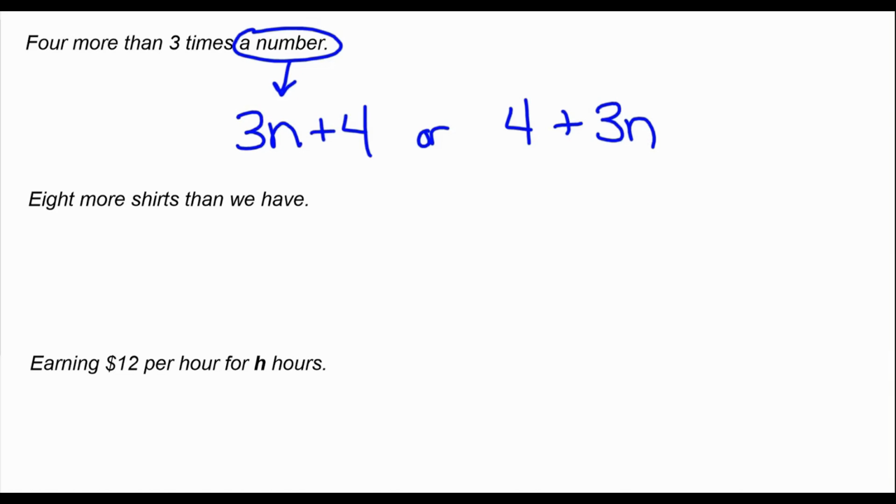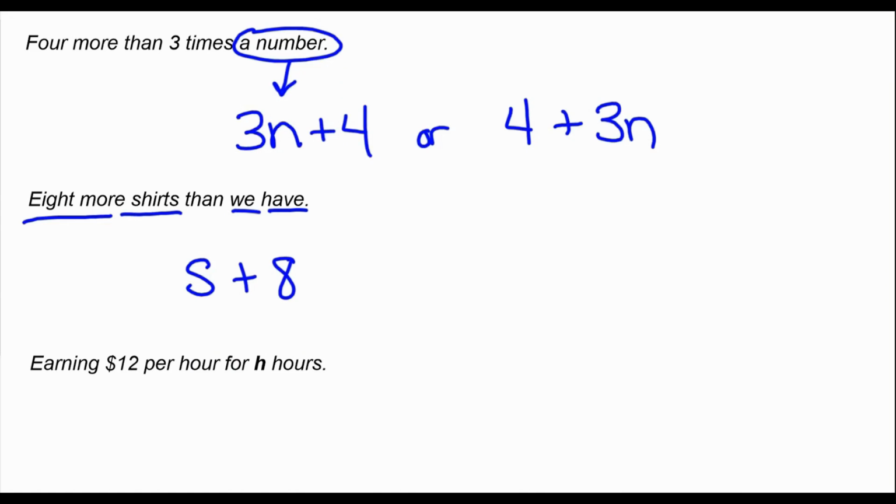8 more shirts than we have. Well, what's unknown here? The number of shirts we have is unknown. I don't know how many shirts we have, so I'm going to use a letter to represent the number of shirts we have, and I'm going to use S. So S represents the number of shirts we have, and I need 8 more than that. Well, how do I get 8 more than S? I add 8 to it.